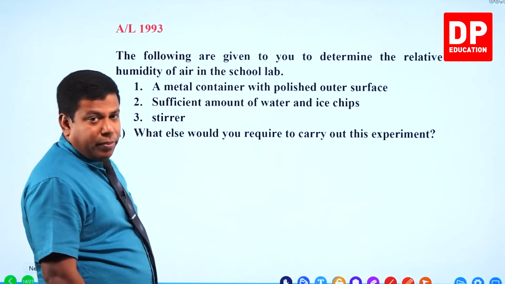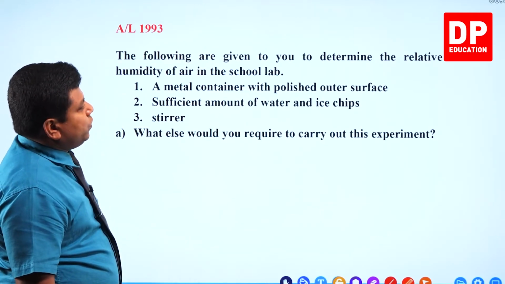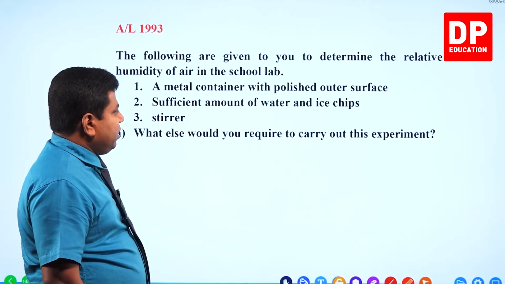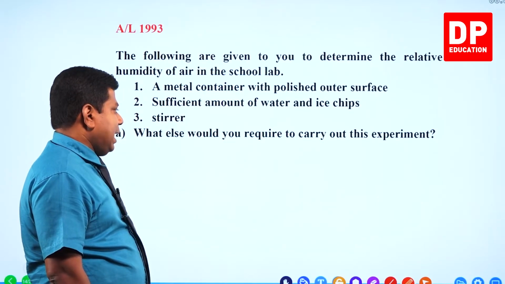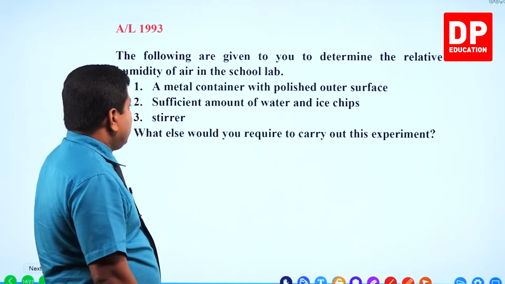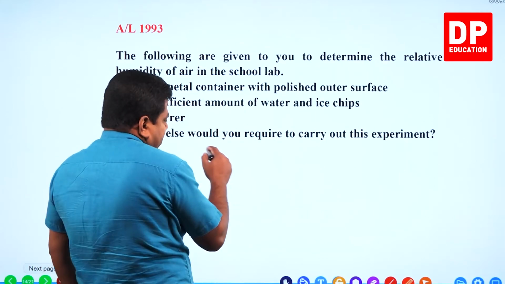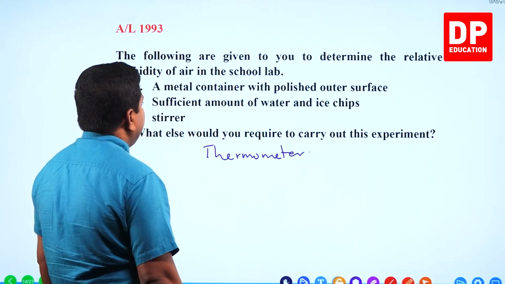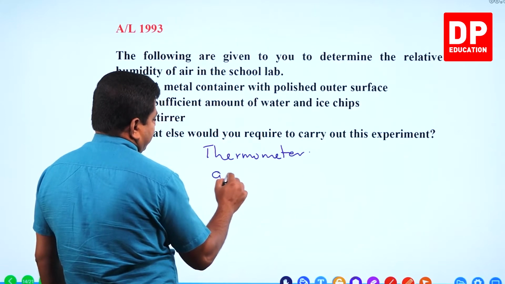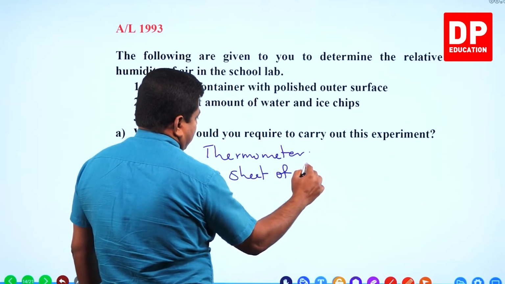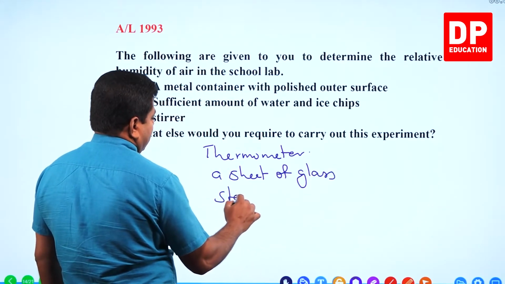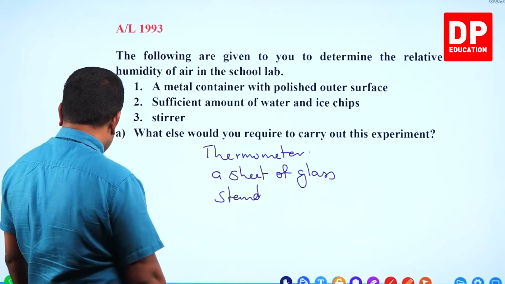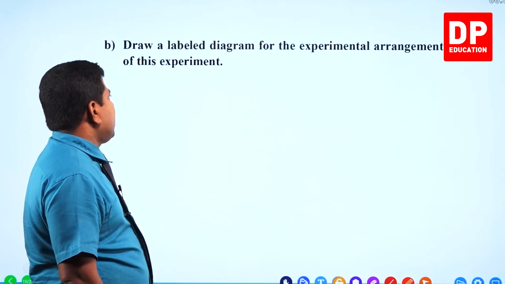Look at this one. This is another past paper, 1993. The following are given to you to determine the relative humidity of air in the school lab: a metal container with polished outer surface, sufficient amount of water and ice chips, stirrer. What else would you require to carry out this experiment? What is missing here? Thermometer is missing. That's the main one missing here. And maybe you can say a sheet of glass, stand. Sufficient amount of water and ice chips is there. Next. Draw a labelled diagram for the experimental arrangement of this experiment.